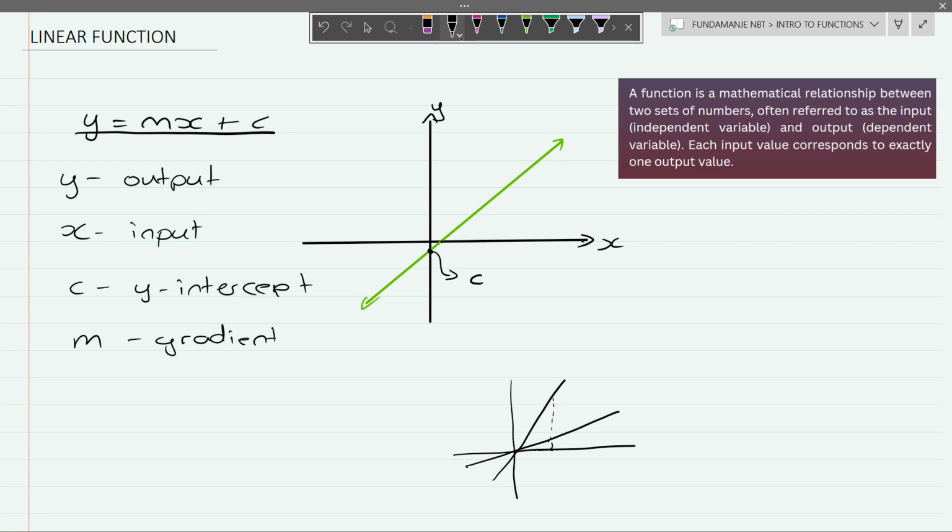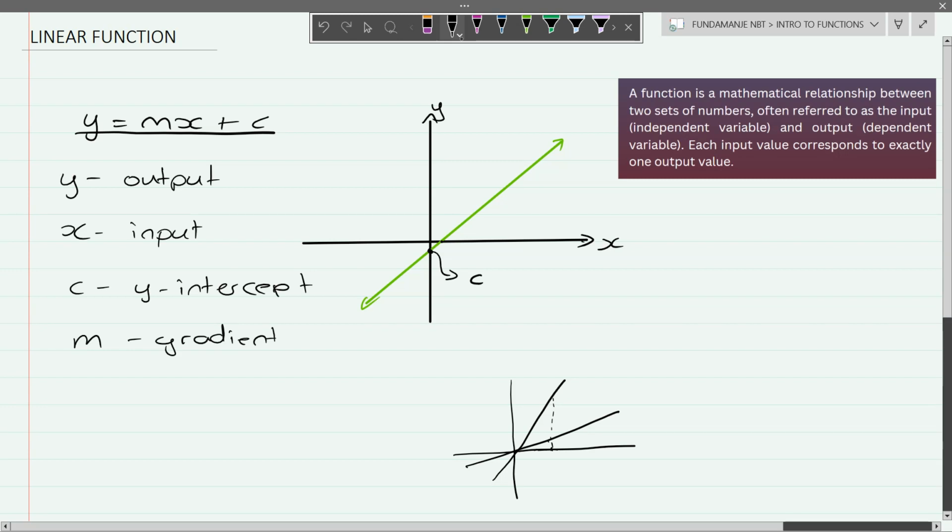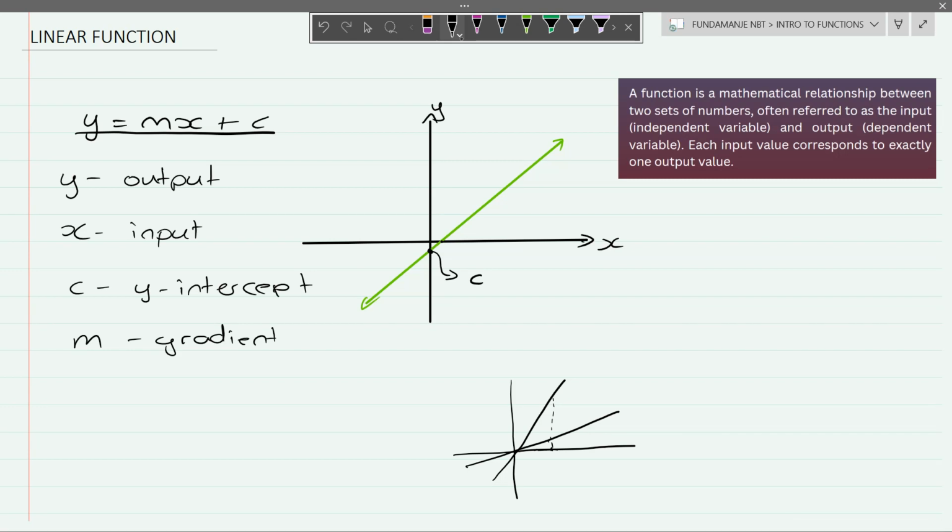So for a small change in input, we have a large change in output. That's what we call a high gradient. And then for the same change in the input, if we get a small change in the output, then we can say this one has a low gradient. So, low gradient and high gradient.